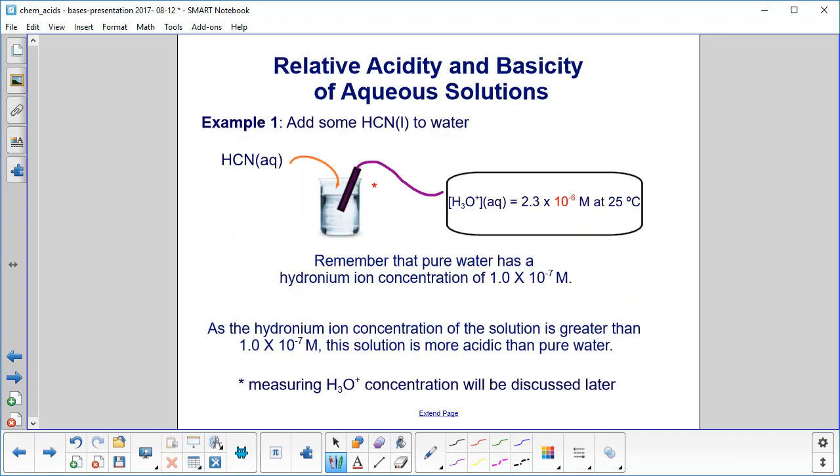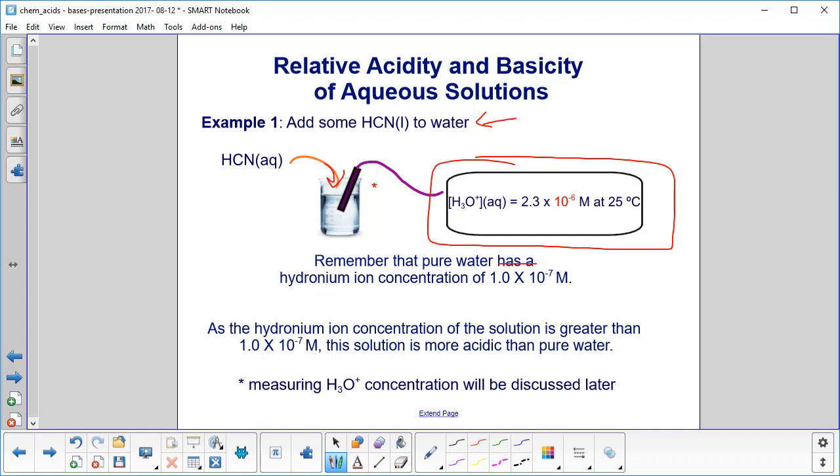Example 1. Add some hydrogen cyanide to water. So it dissociates here to some degree, and the concentration of the hydronium ion in aqueous solution is 2.3 times 10 to the minus 6th molar at 25 degrees Celsius.